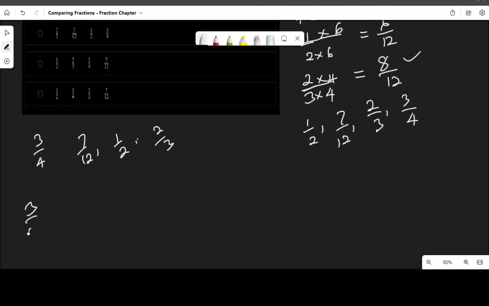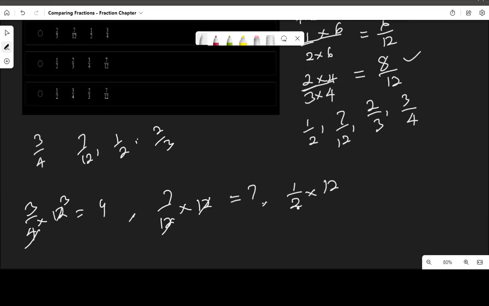So 3 over 4 multiplied by 12. 4 here, 1, 4 here, 3. 3 times 3 is 9. Then we do the other one here. 7 over 12 multiplied by 12. 12 here, 1, 12 here, 1. 7 times 1 is 7. Then the other fraction is 1 over 2. Multiply by 12. 2 here, 1, 2 here, 6. 1 times 6 is 6. Then the other fraction, 2 over 3. Multiply by 12. 3 here, 1, 3 here, 4. 2 times 4 is 8.